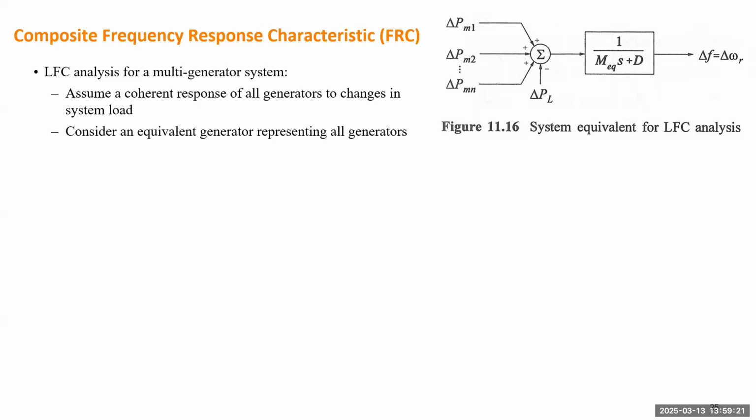So here, we can assume all the generators are coherent. At least if we study one area, each area will be coherent, such that we can use an equivalent generator to represent the entire area. So here M is actually how much time you take from maybe zero speed to the nominal speed at the rated power, right? That's basically M equals 2H. If you calculate the total H and multiply by 2, that will give you this M equivalent.